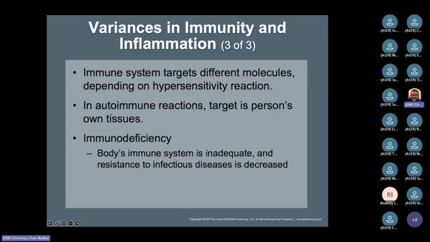All right, so the immune system targets different molecules depending on the type of hypersensitivity reaction. In an allergic reaction, the target is an antigen or an allergen. In autoimmune reactions, the target is a person's own tissue. Examples of that are Graves' disease, type 1 diabetes, rheumatoid arthritis, and SLE.